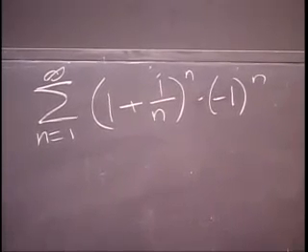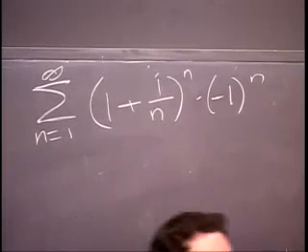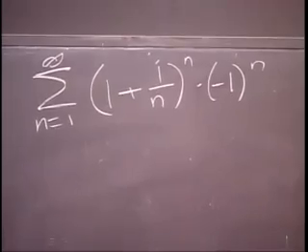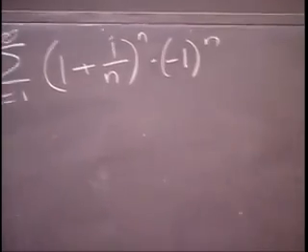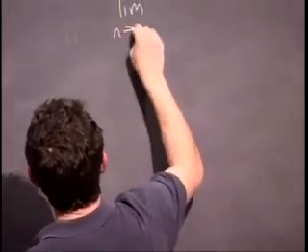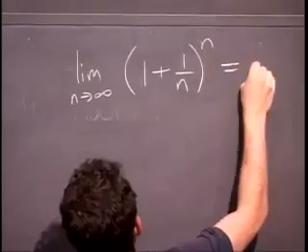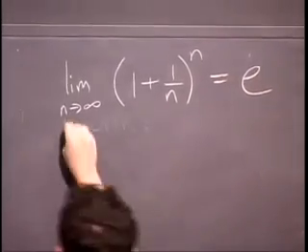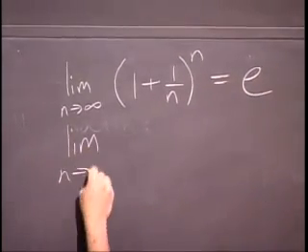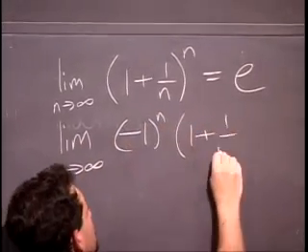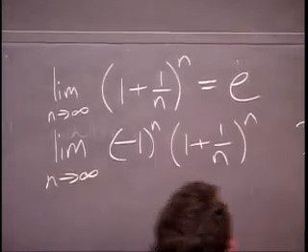Save yourself some time. You could go down and you'll find that you get to the nth term test when you do the alternating series test. It's the third condition after all. But hey, the limit as n goes to infinity of (1 plus 1 over n) to the n is e. And the limit with (-1) to the n in there does not exist.